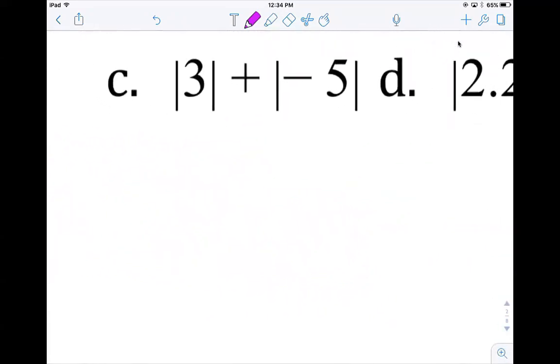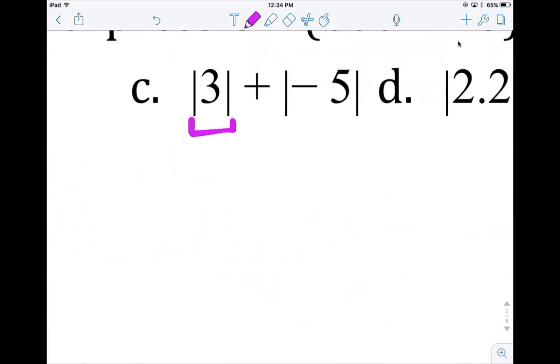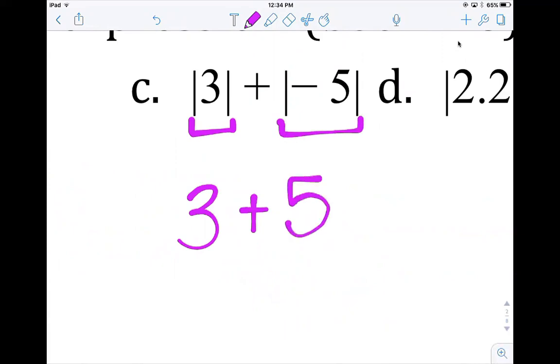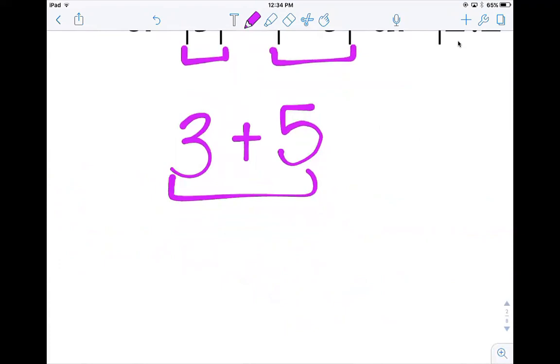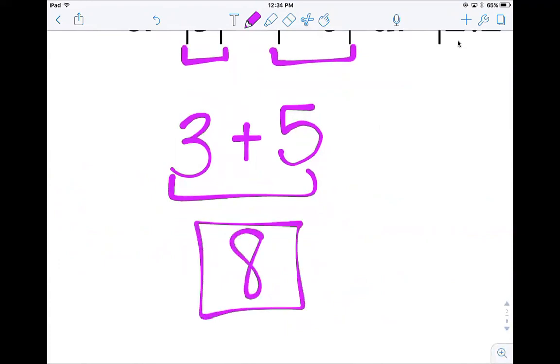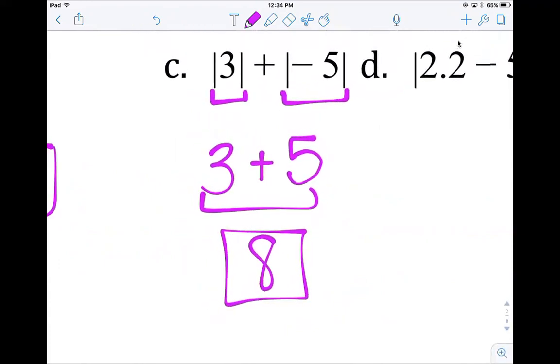Letter C, we're going to do two things. We're going to take the absolute value of 3, which is 3. So it's 3 spaces away from 0. We're going to bring down our plus sign. And now we're going to do the absolute value of -5, which is 5. And then we're going to put them together and we will get +8. So you're taking care of the absolute value first and then doing the addition.